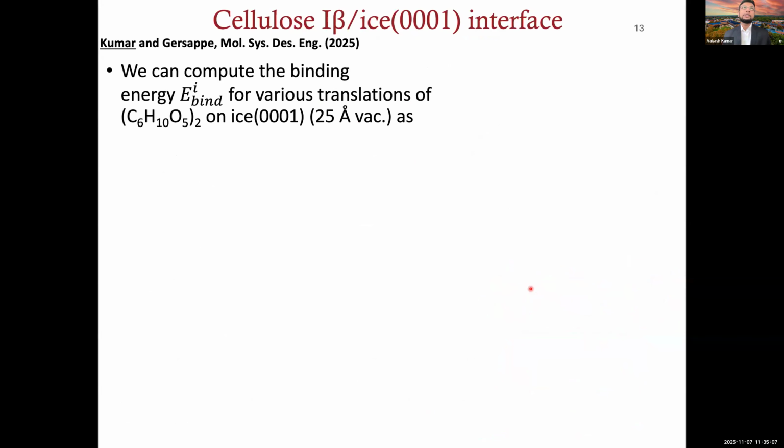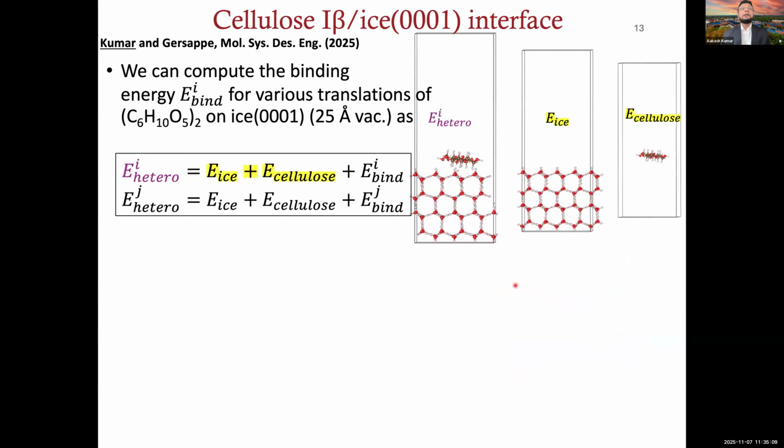Once we have the choices made, we can compute the binding energy. This is where, again, DFT is very powerful because we can get really good energies and an idea of how cellulose likes to bind to ice. If you have this heterostructure of cellulose on top of ice, which I refer to as EI hetero, I being a position reference, then we can say that this energy is equal to the energy of ice as well as cellulose plus the binding that happens at this particular position.